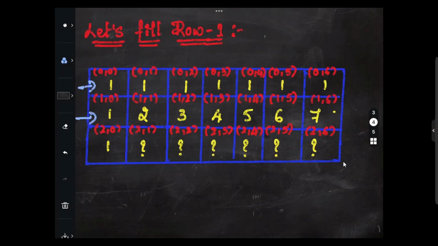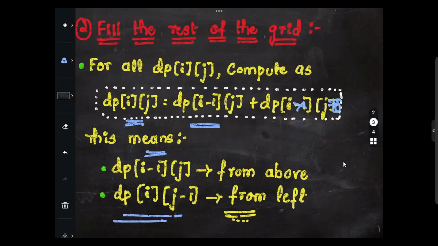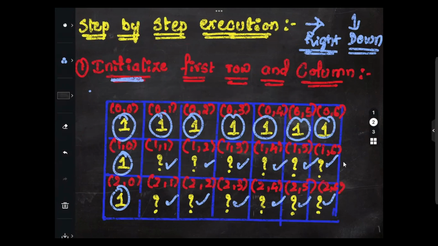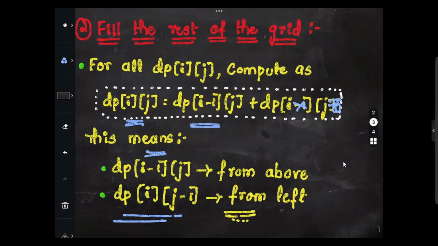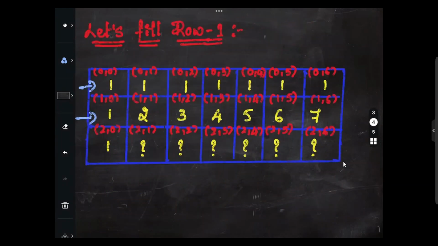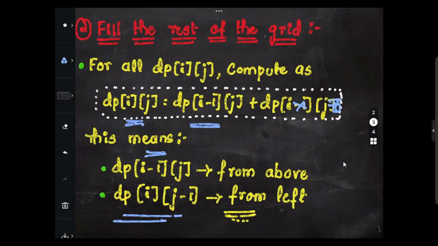This is 0, 0, where we start from. Let's fill the first row first. Here in this case, we are going with dp of i minus 1, j from above, and from the left it is dp of i, j minus 1, right? So initially it will be 2 here, right? When we apply the formula, we get 3, 4, 5, 6, 7. You can check the same accordingly with the formula, dp of i minus 1, j and dp of i, j minus 1.